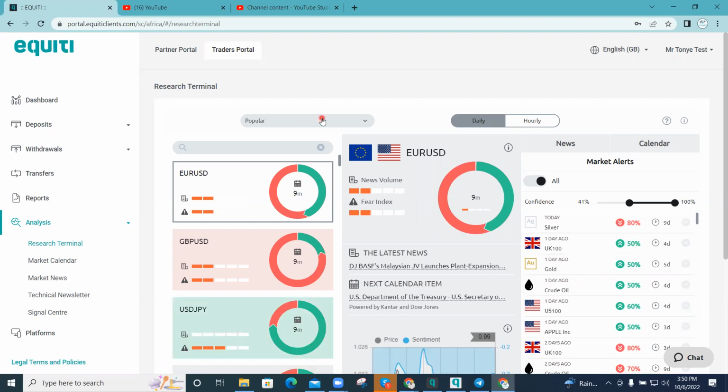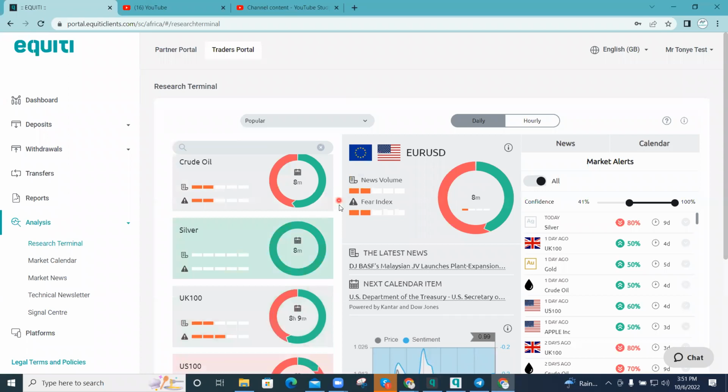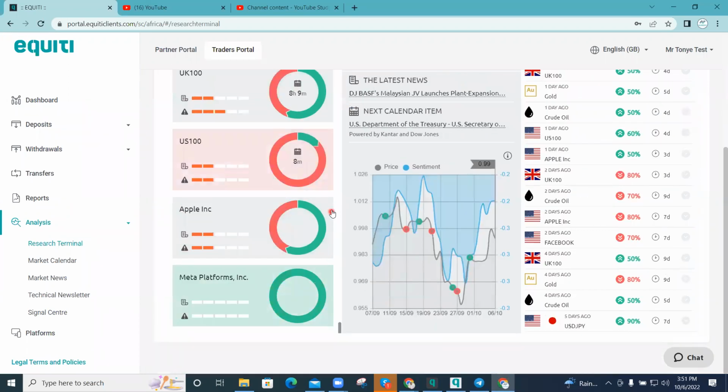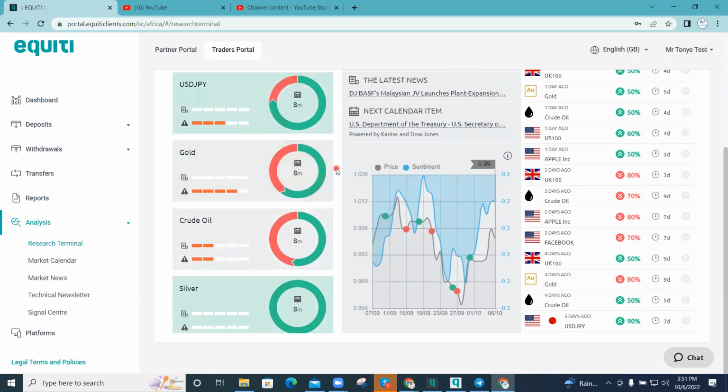The first thing I'd like you to know is here we have the popular tab. This is where you will be able to choose all of your instruments. You'll be able to choose your currencies, commodities, indices or equities. Whatever assets you're trading or want to trade, you can find them under these classifications. I'm going to leave it at popular because I want to see the most popular instruments that are recommended or rather are being traded.